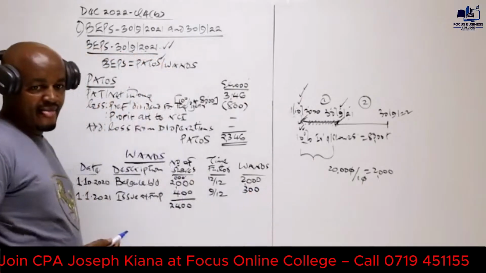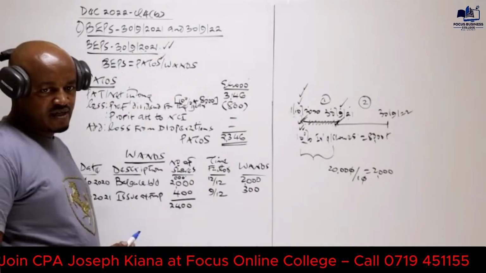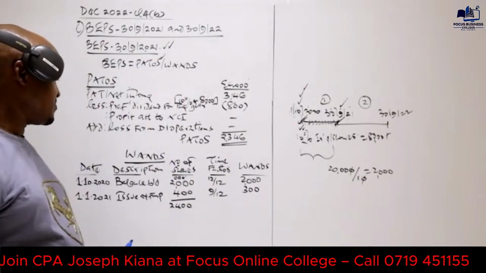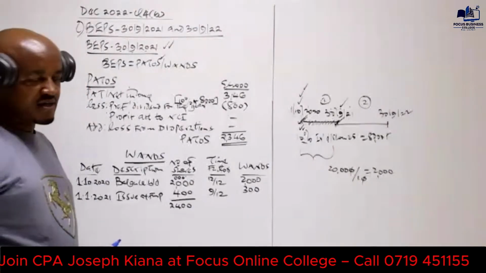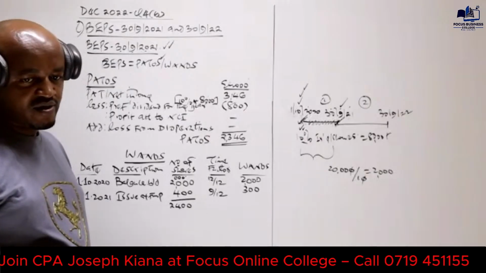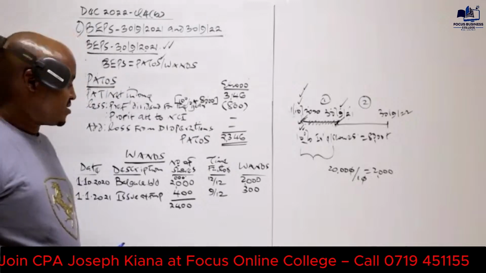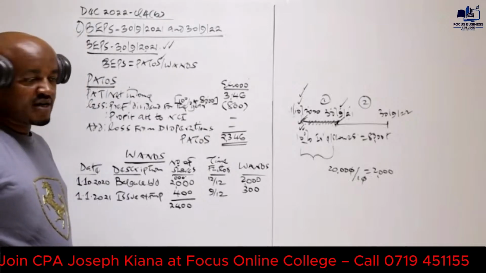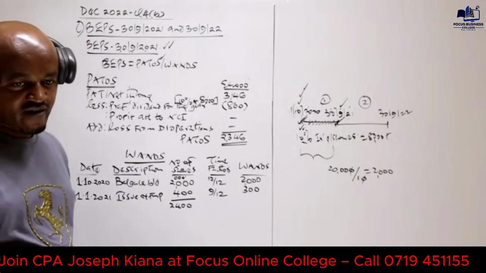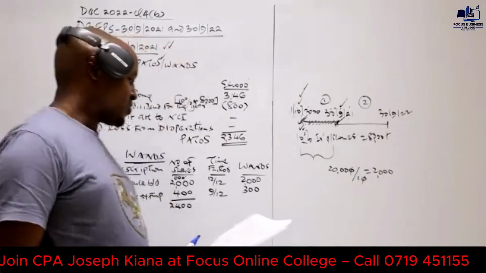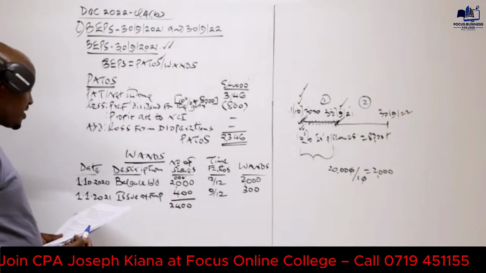300,000. Is that what you're getting? 400 times 9 all over 12 should give us what? 300,000. So then from there, we still have another transaction.